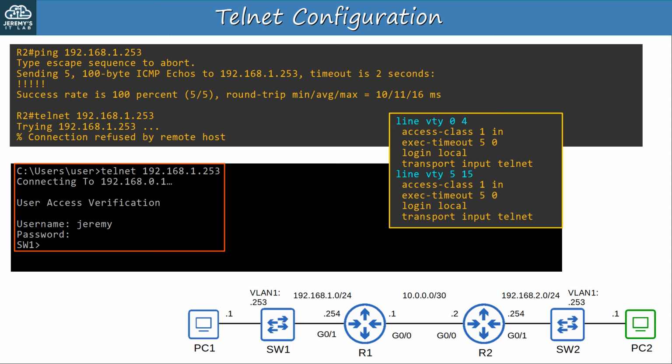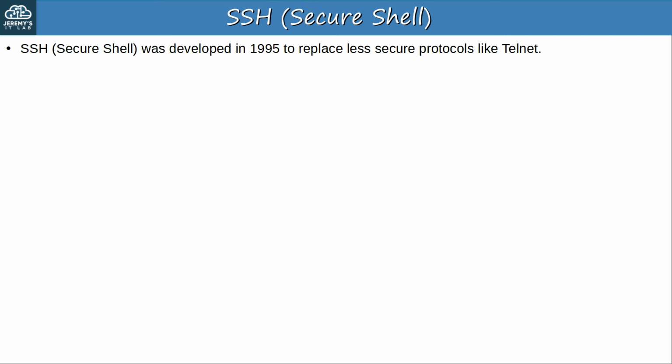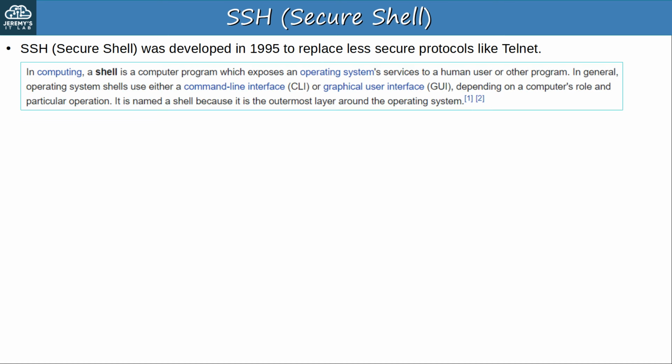Finally, let's go to the main topic of the video, SSH. SSH, which stands for Secure Shell, was developed in 1995 to replace less secure protocols like Telnet. By the way, if you're wondering what a shell is, here's Wikipedia's definition. A shell is a computer program which exposes the operating system services to a human user or other program. So anytime you're accessing the CLI of a device, that is a shell.